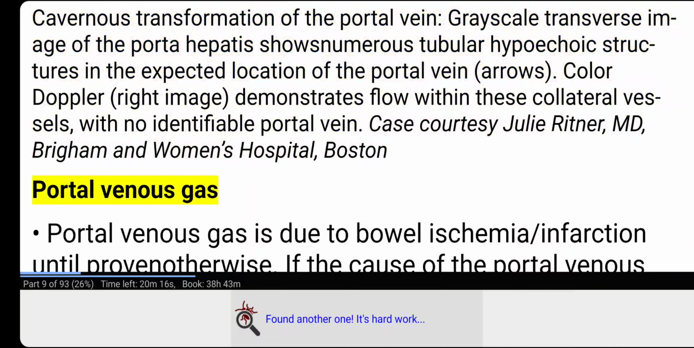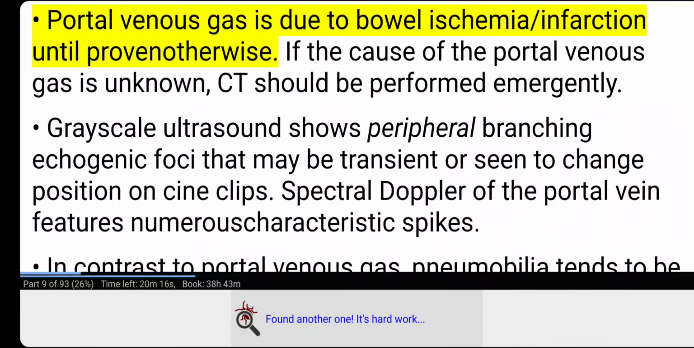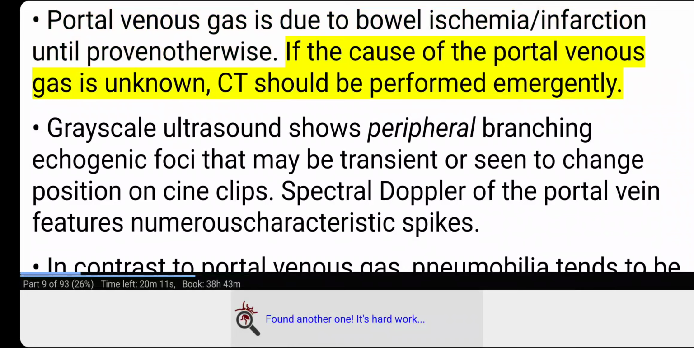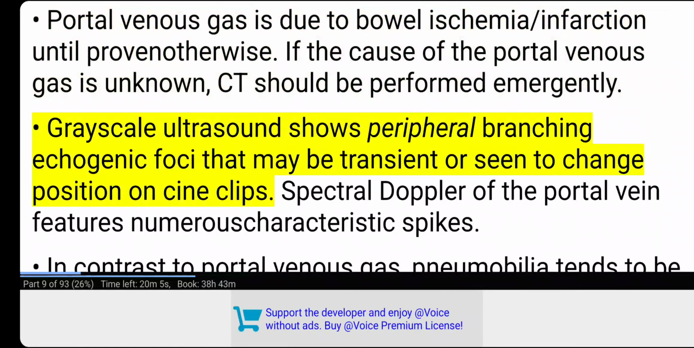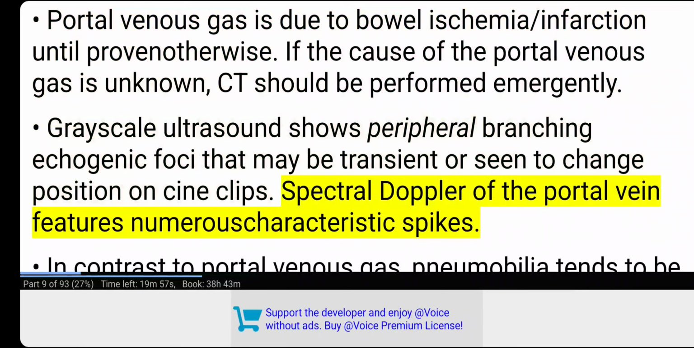Portal venous gas. Portal venous gas is due to bowel ischemia, infarction until proven otherwise. If the cause of the portal venous gas is unknown, CT should be performed emergently. Grayscale ultrasound shows peripheral branching echogenic foci that may be transient or seen to change position on cine clips. Spectral Doppler of the portal vein features numerous characteristic spikes.